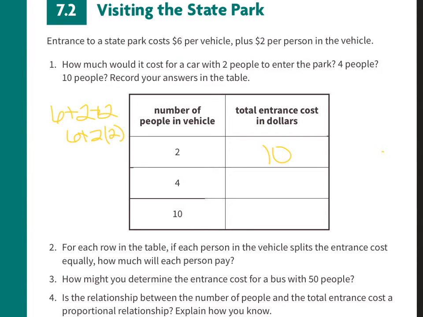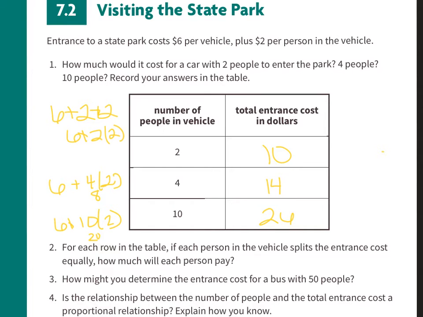Okay, now we have 4 people, so $6 for the car, plus 4 times 2. Well, 4 times 2 is 8, so 6 plus 8 is 14. And then for 10 people, 6 plus 10 times 2. Well, 10 times 2 is 20. 20 plus 6 is 26. Okay, so there we have it.